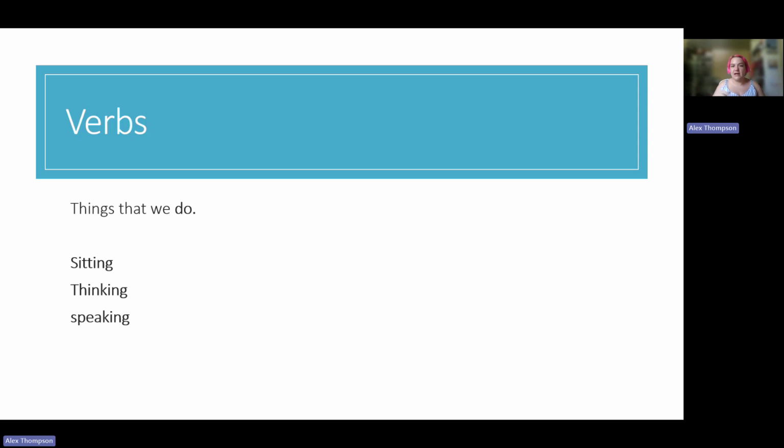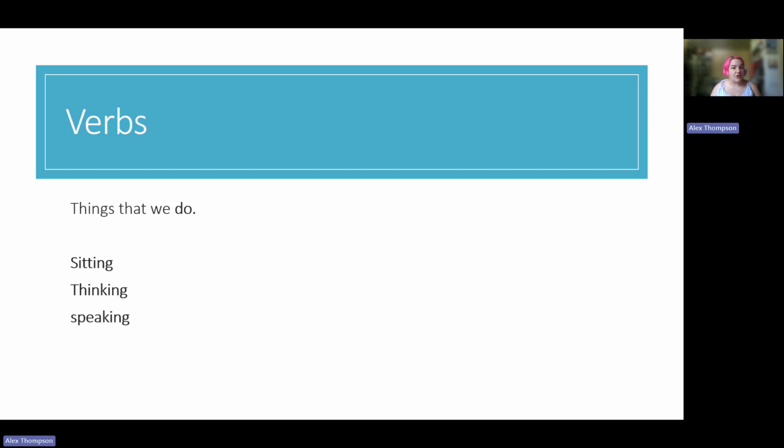I'm holding my hands up, I'm wiggling my fingers, breathing, thinking, sitting, talking, and now, what do all these words end in? They all end in ing. If a word can be conjugated to end in ing, chances are it's a verb. If it's something you can do, we are looking at a verb.